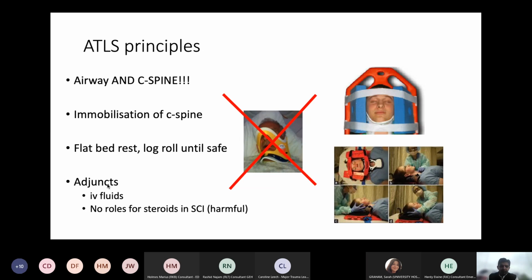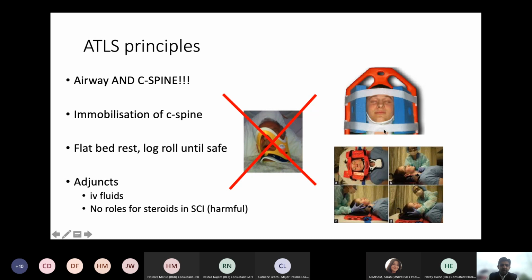I know I'm talking to people who know all about this much better than I do, actually, but the ATLS principle is really important. Airway and C-spine, the first thing. That's not how you put on a collar. I'm sure none of you do that. Nice immobilization of the cervical spine, with blocks.